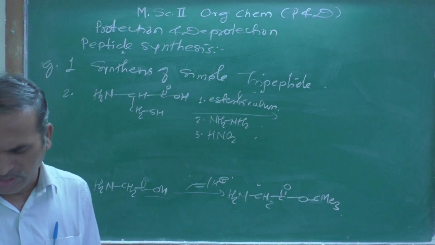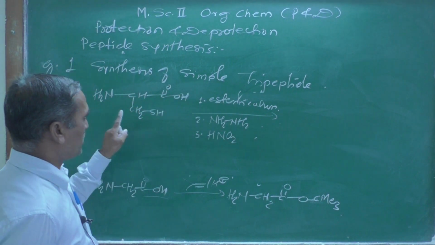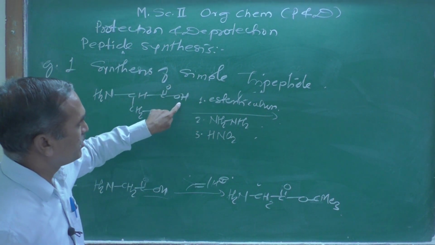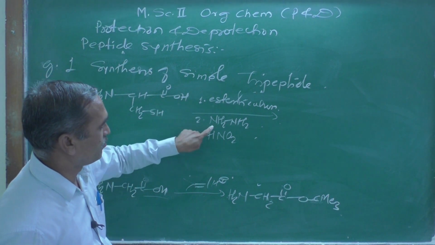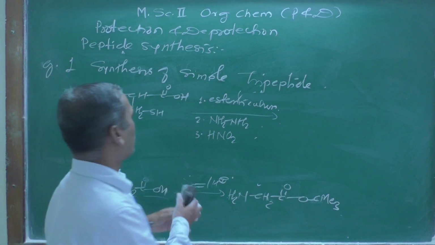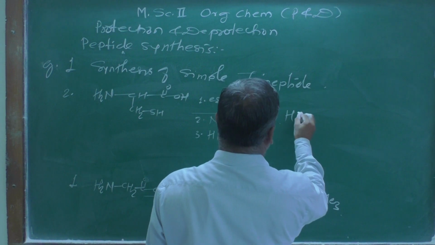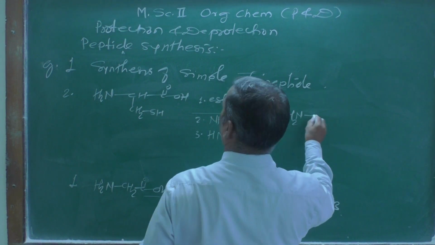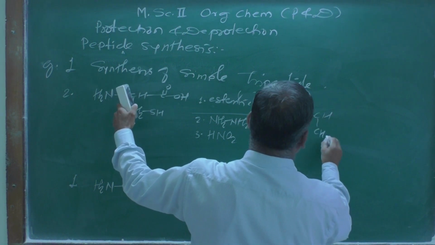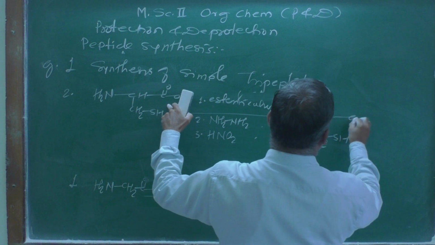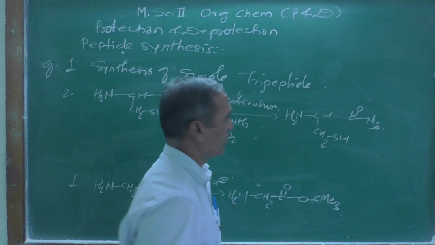What do you get over here? While adding all these reagents, esterification gives the ester group, hydrazine gives the acid hydrazide, and HNO2 means you will get this one. So in one step you are going to get H2N, this CH, then CH2SH, finally here C double bond O N3. Acyl azide we are going to get over here.